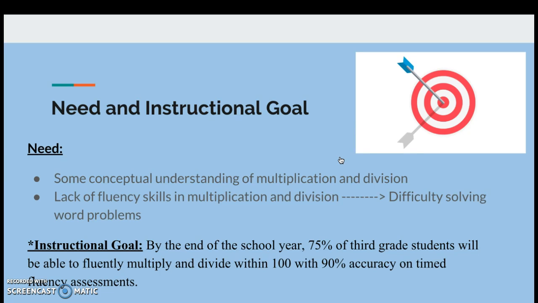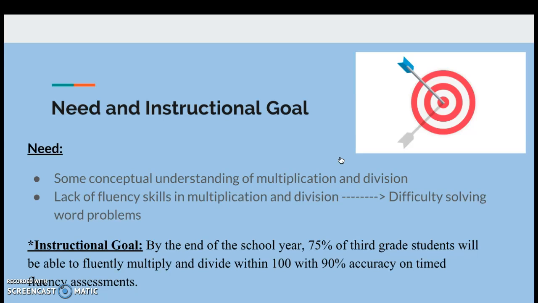During the multiplication and division unit, teachers identified a need. Students are lacking conceptual understanding of multiplication and division, but an even greater problem is that they are lacking fluency skills in multiplication and division. This leads to difficulty in solving word problems and success in future math courses as well.